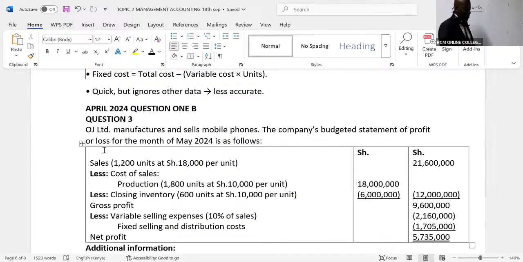So we are told here, OJ Limited manufactures and sells mobile phones. The company's budgeted statement of profit or loss for the month of May 2024 is as follows. You can see we sold 1,200 units. The sales figure has been given there, isn't it? Cost of sales, we produced 1,800. So if we produced 1,800 and we were able to sell 1,200, what was the closing stock? If we produce 18 and we sell 12, we are left with 600. So you can see closing is given there very beautifully. Additional information.